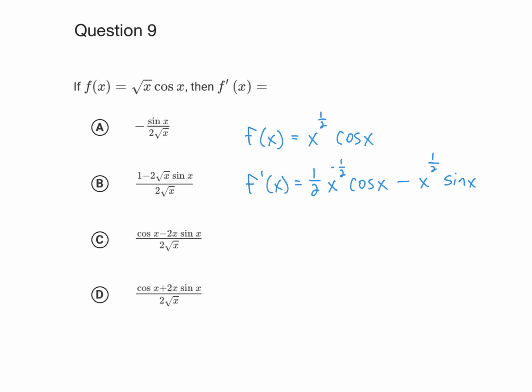If this is a free response question, or part of a free response question, you could leave your answer like this, but you have to know how to simplify these in order to get your answer to look like a multiple choice answer. Notice in the different multiple choice answers, they're all over 2 root x. So we're going to have to get this into all one fraction with 2 root x in the bottom.